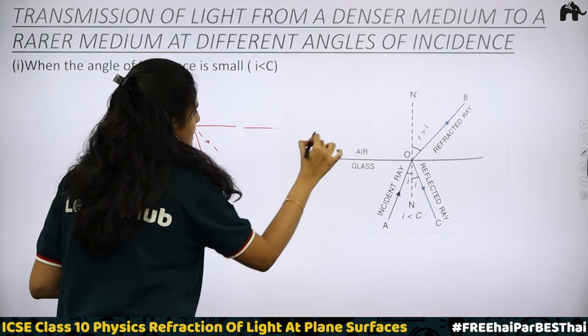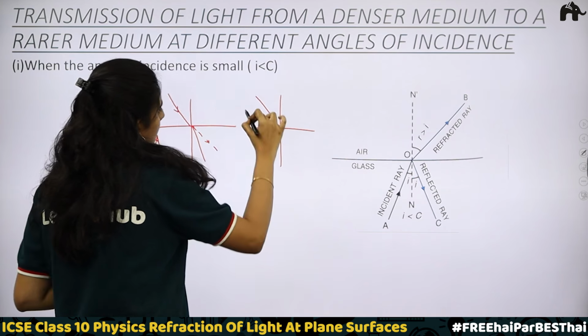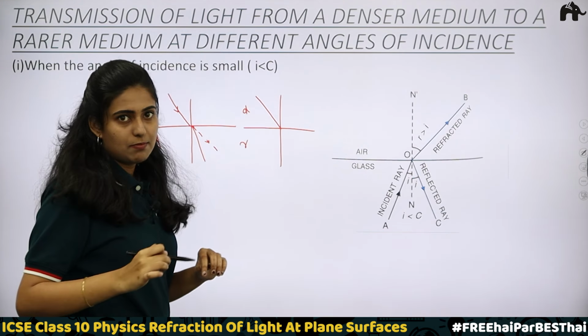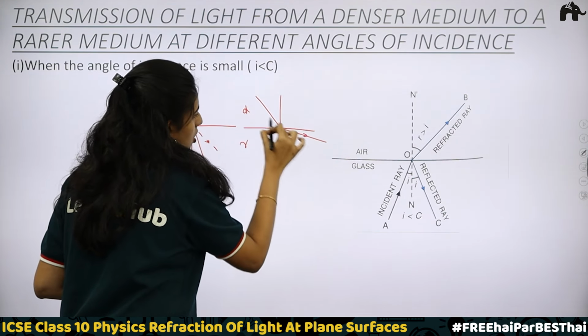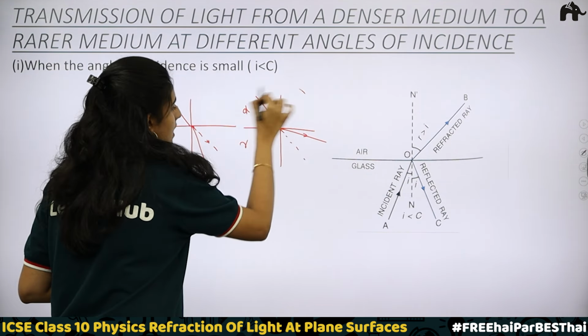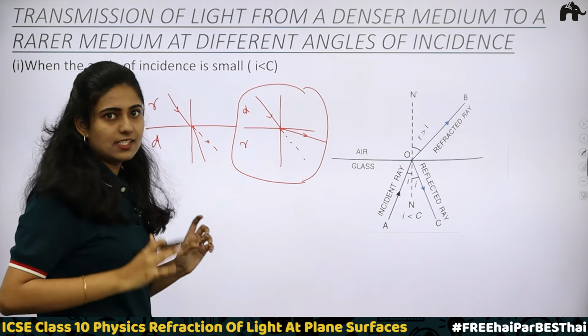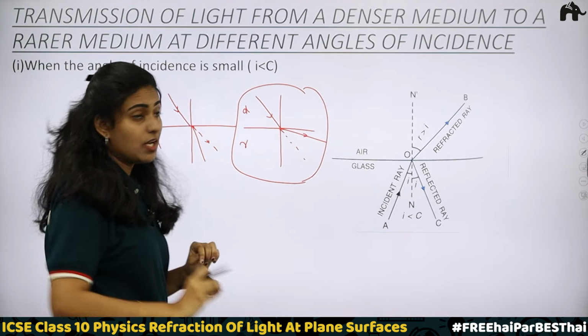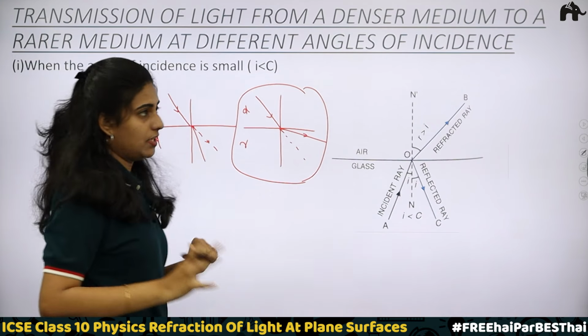When a light ray travels from a denser medium to rarer medium, what happens? It bends away from the normal. This is the actual path. It bends away from the normal. We know this. So here, today we'll be considering only this case, that is a light ray which is traveling from a denser medium to a rarer medium.